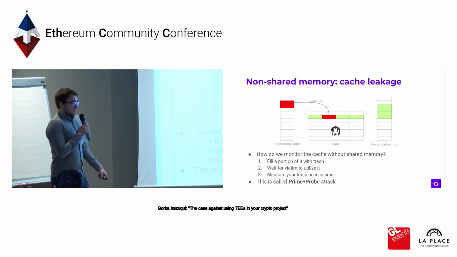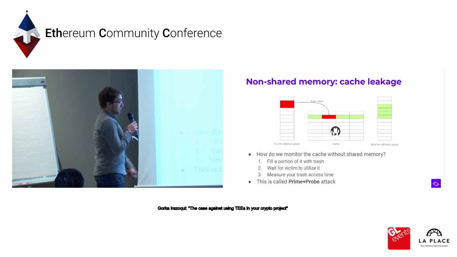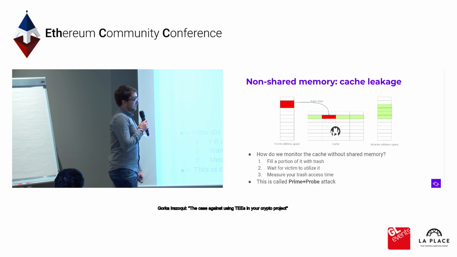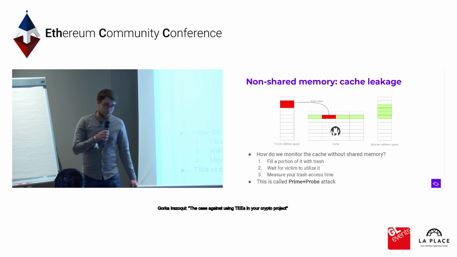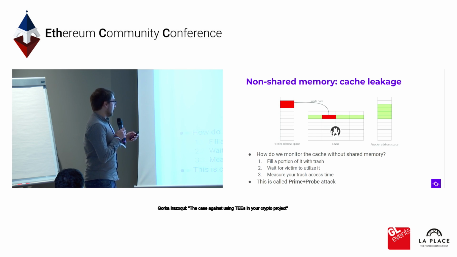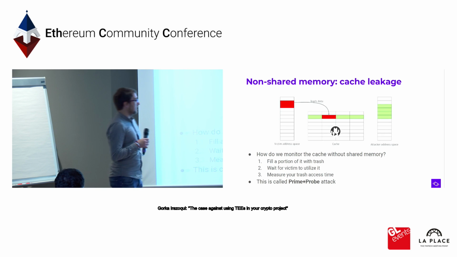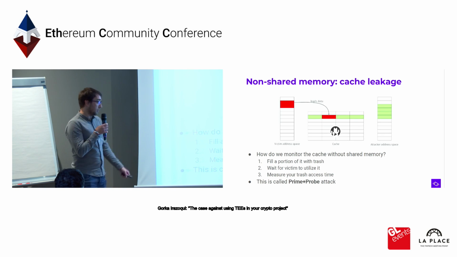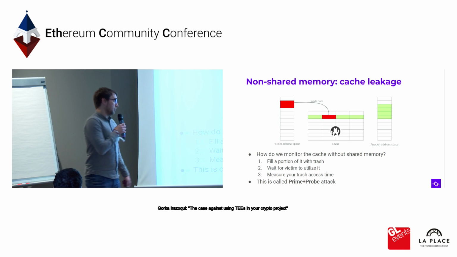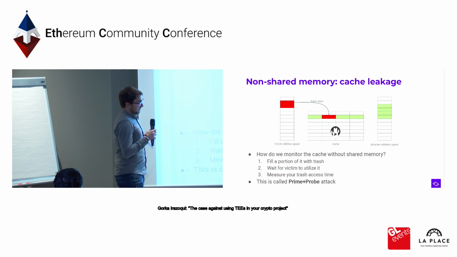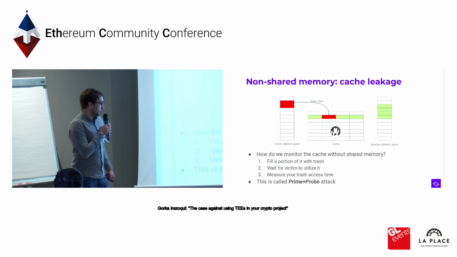If the victim accesses it, of course, since the set was full, the victim is going to throw away one of our trash addresses from the cache. That means that when we measure the time to reload our trash addresses, 3 of them will come from the cache, and 1 of them will come from the memory, from which we can infer that the victim utilized the instruction we want to monitor.